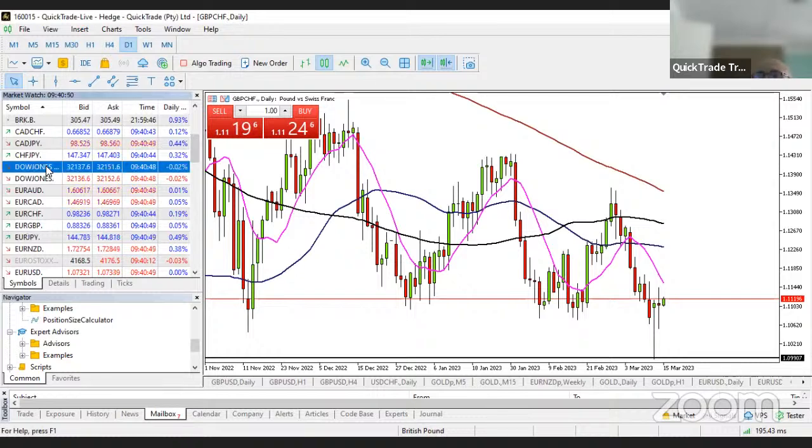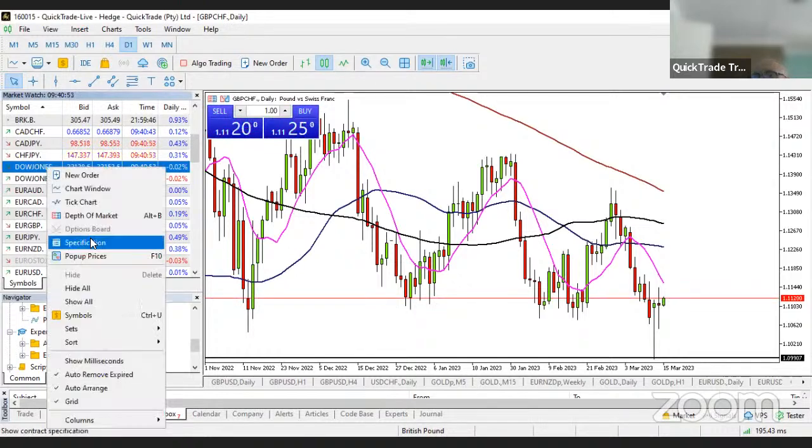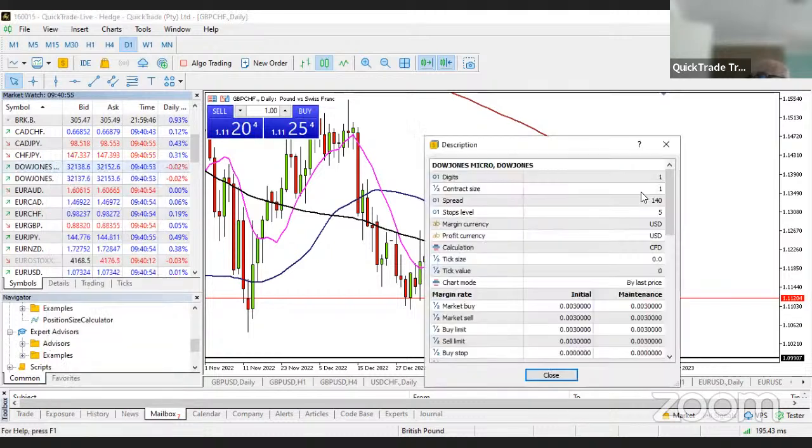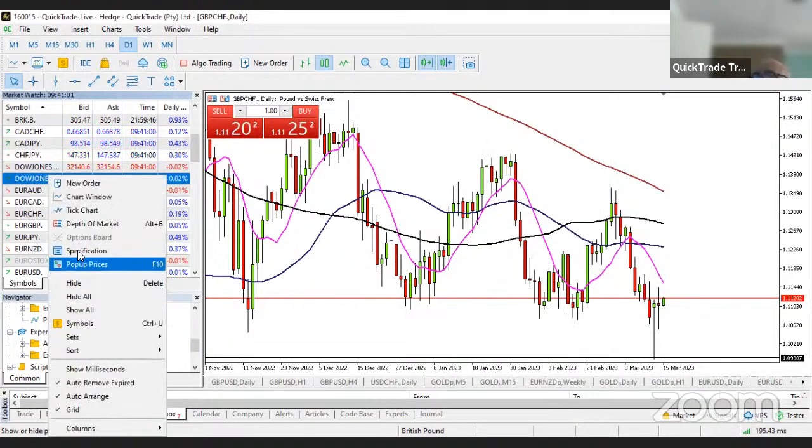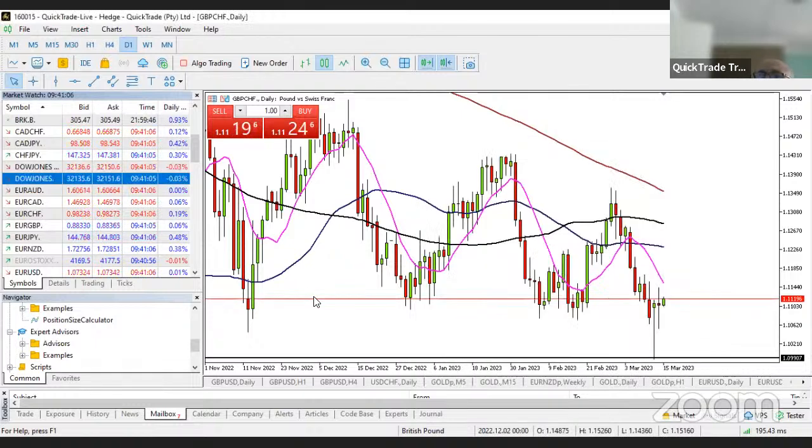It's pretty straightforward. Go to specifications. It says contract size 1. Go to the normal one. That's the micro one, obviously. Go to the normal one, contract size 10. Clearly one's 10 times larger than the other. So in other words, if you're going 0.01 on the normal one, that's equivalent to 0.1 on the other one, because it's 10 times the difference.